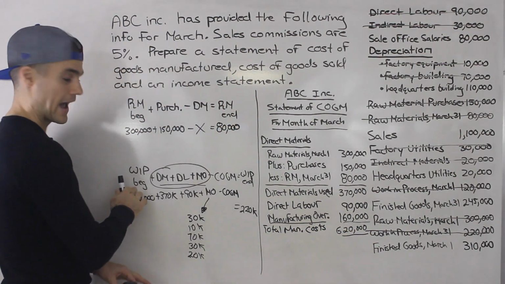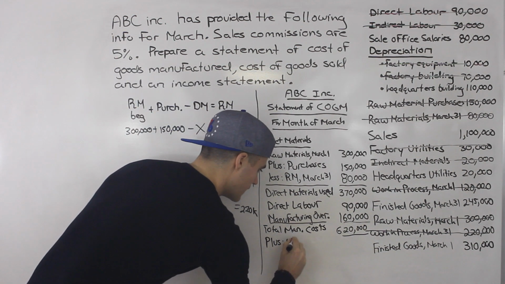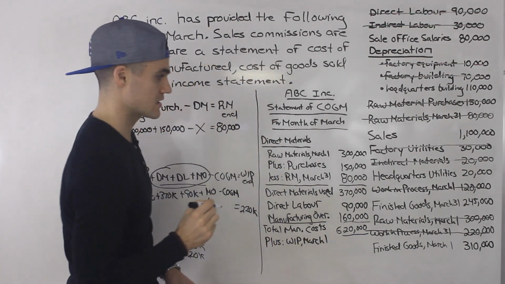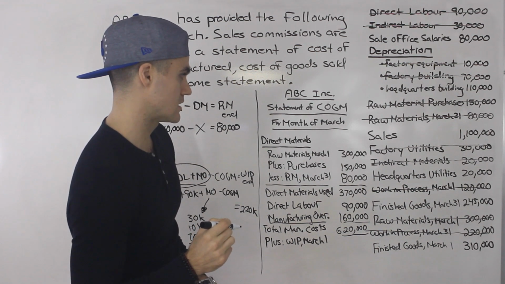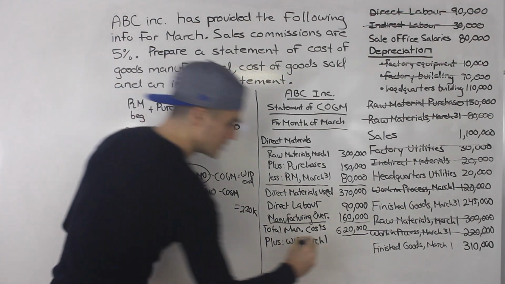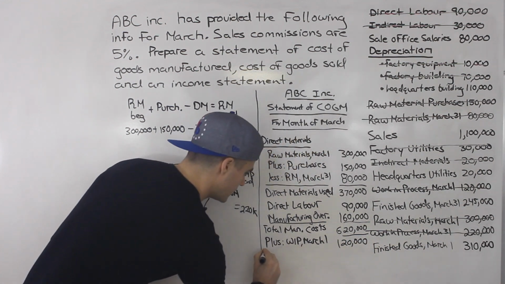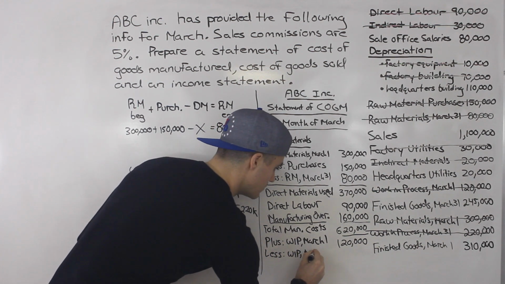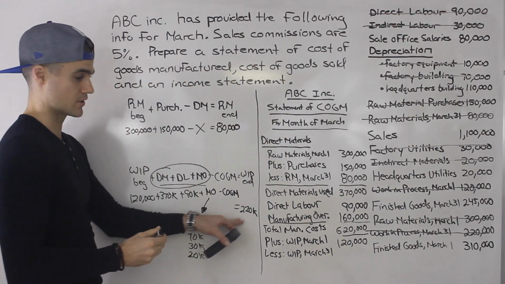And then what you do is you add the work in process at March 1st, the beginning work in process. And if you look at the list, where is that going to be? Oh, sorry, we already had that over here. So 120,000, I already crossed it off the list. So the 120,000, and then we subtract the work in process at the end, which would be March 31st. So that is over here, the 220,000.